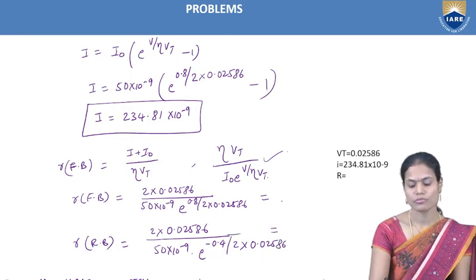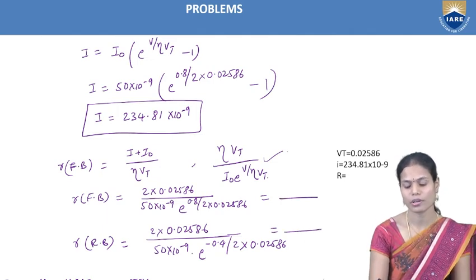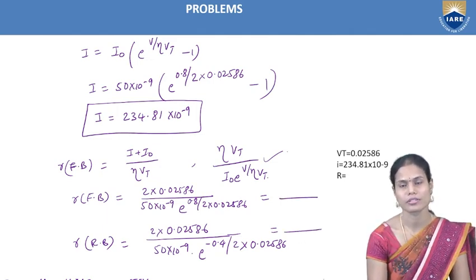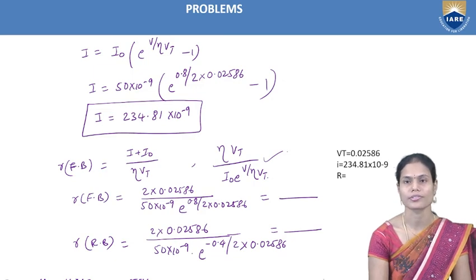So if we simplify these two, we will get the dynamic resistance in the forward bias as well as the dynamic resistance in the reverse bias condition.